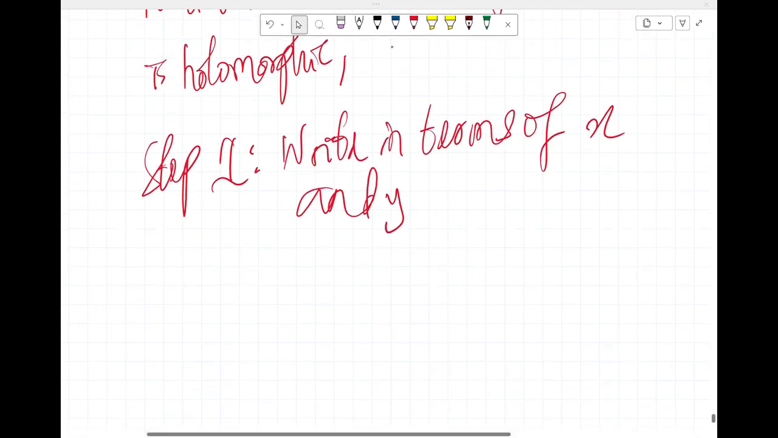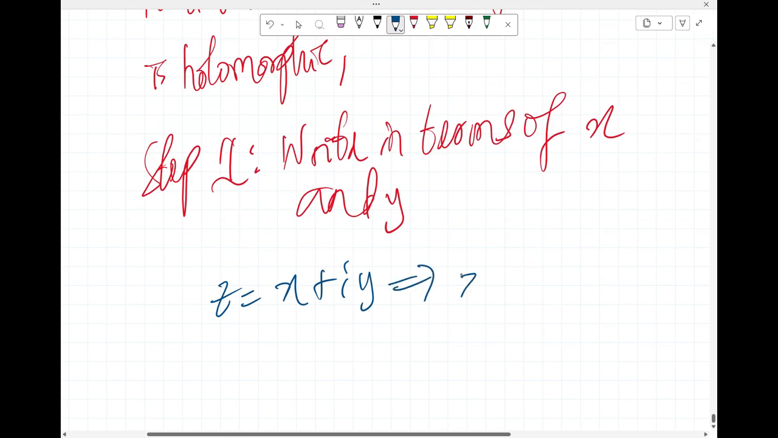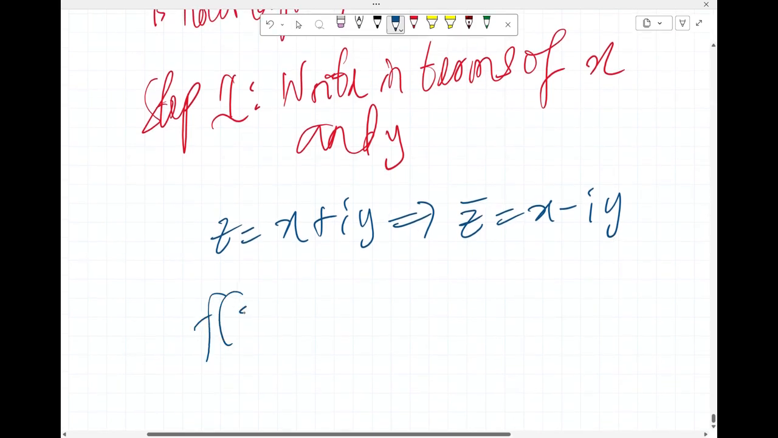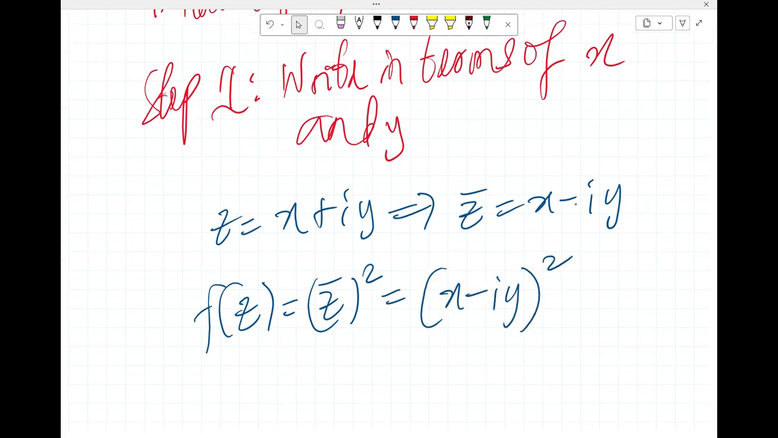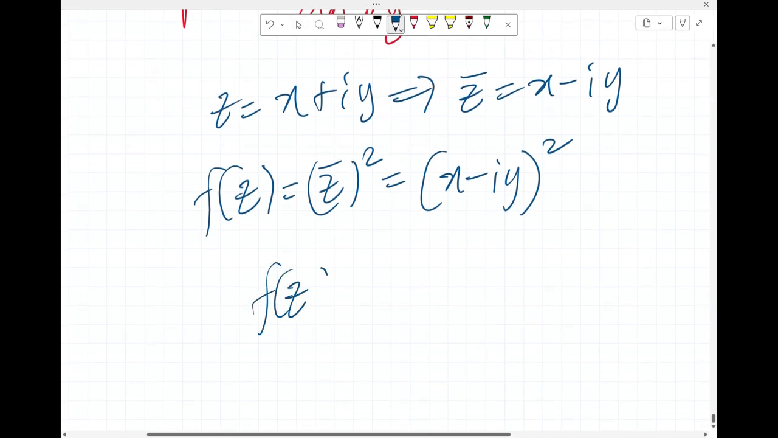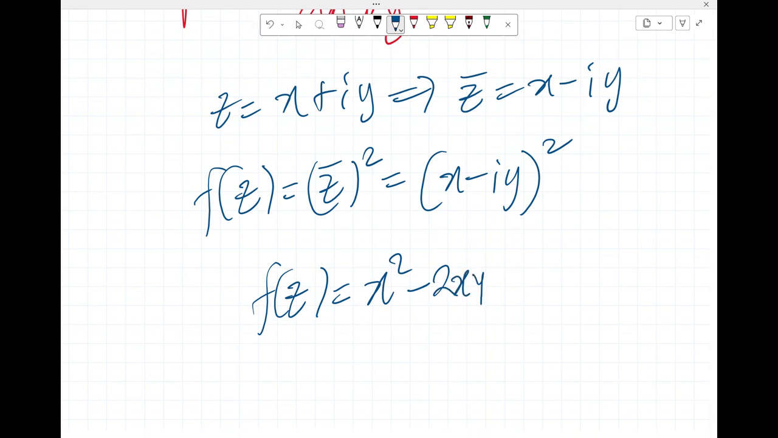So in that case, then we have that, of course, we know z is x plus iy, and that implies that z bar is x minus iy. So if that is the case, that means f of z being z bar all squared is actually the same thing as x minus iy all squared. So if we tidy that up, it means that f of z is equal to x squared minus 2xyi, this i here, then plus i squared y squared, like that.